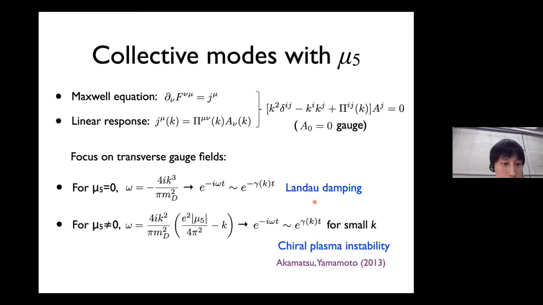But in the presence of the chirality imbalance mu_5, we have some additional term proportional to the magnitude of mu_5. Due to this additional term, the frequency omega has a positive imaginary part for small k. This means that the gauge field grows exponentially, and this is nothing but the chiral plasma instability. The typical momentum scale of this chiral plasma instability is e^2 mu_5.